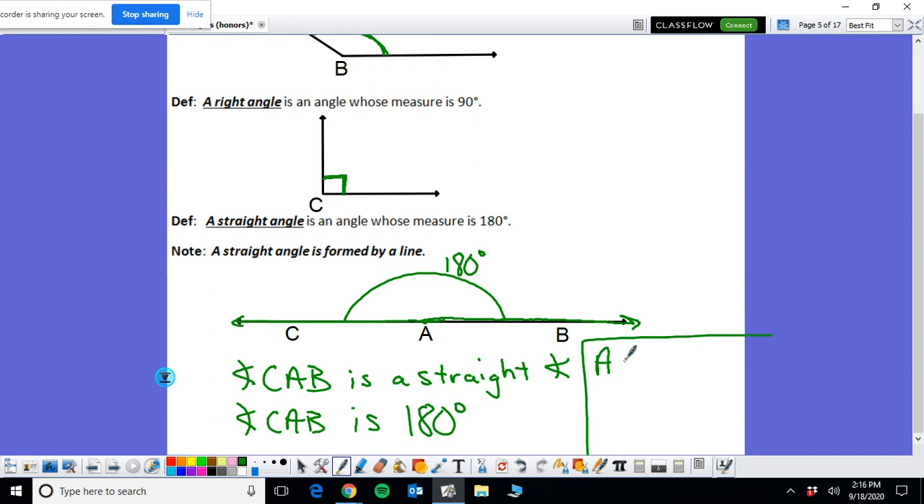Point A, think about it, is the vertex. A lot of new terminology here. And ray AC is a side, and ray AB is a side.